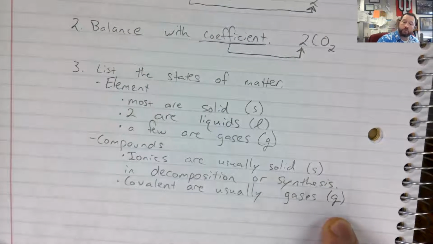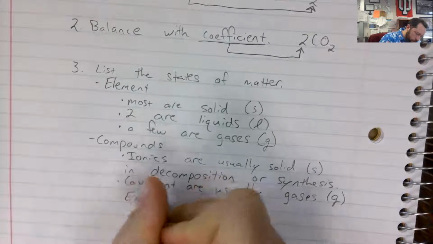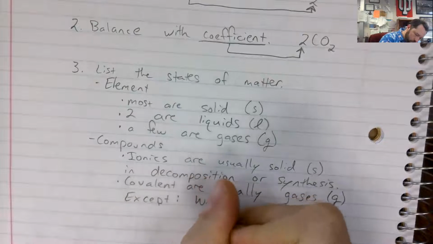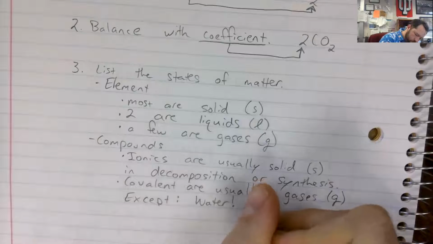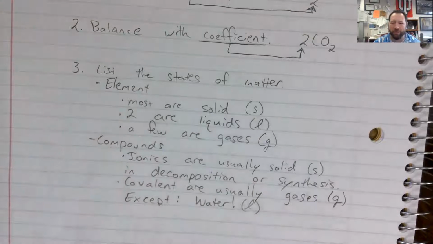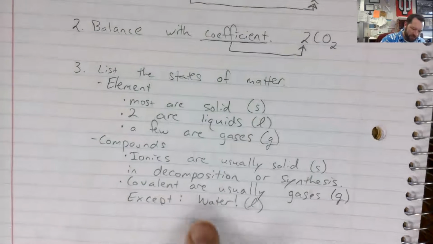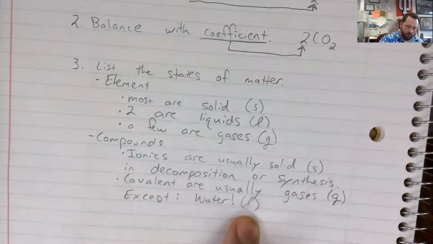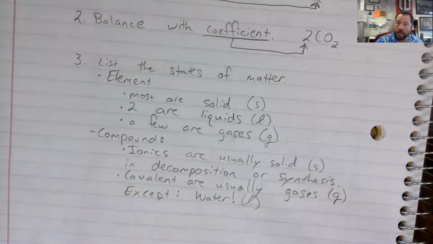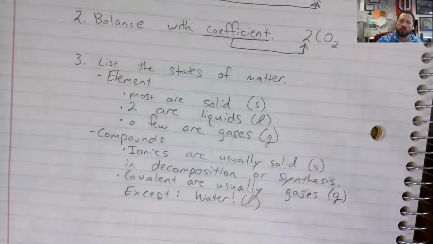Covalent compounds, two nonmetals, they're usually gases. One big exception, but I'm sure you guys are all aware of it. Water is usually a liquid. We'll talk about a couple times it's not later this unit, but watch out for water. It's a liquid. Otherwise, most covalents are gases. There are some covalents that are not gases. That's true. But I'll make sure you guys are aware of that when you're going into a problem.